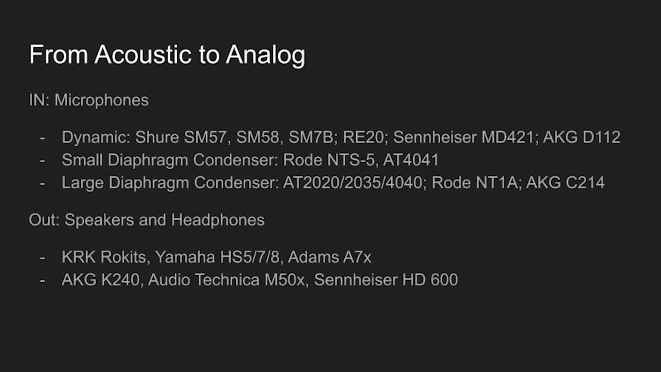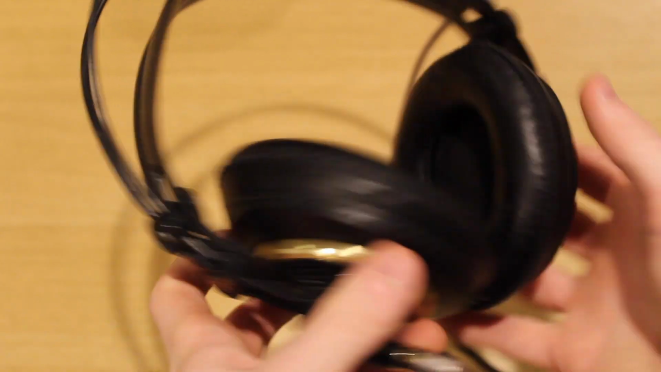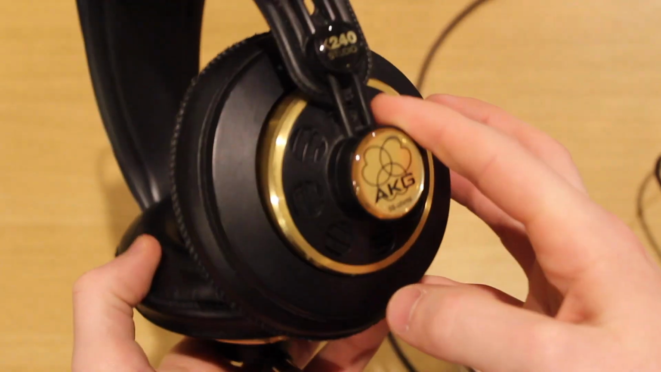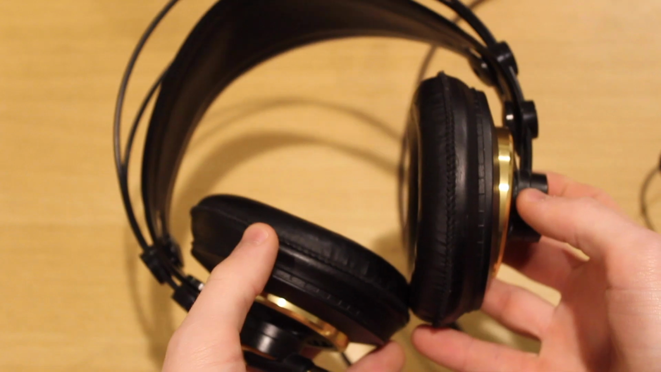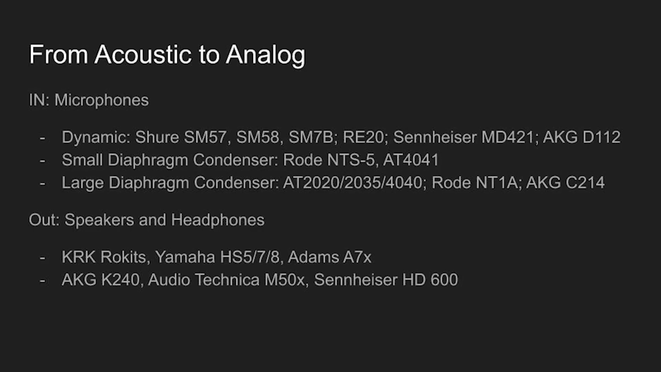The AKG K240s cost around $70 and you cannot go wrong. They are super comfortable, have an interchangeable cord, and although they're a bit mid-rangey, they do cover the whole frequency range pretty evenly.